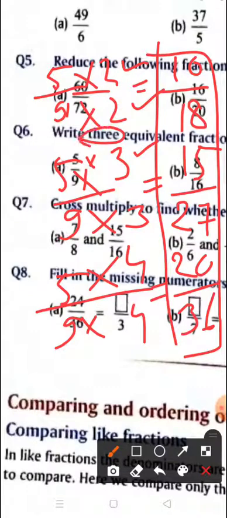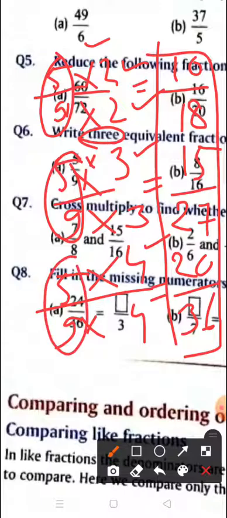You have to find 3. Multiply by 2, the same number on top and bottom. Multiply by 3, the same number. Multiply by 4, the same number. Then you will get the equivalent fractions. Understand the rule?